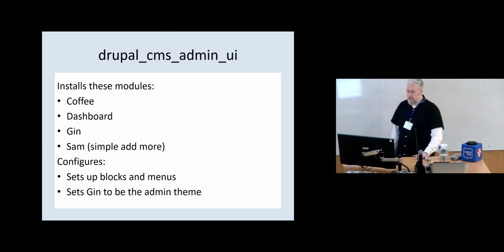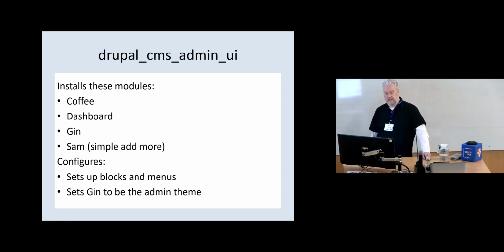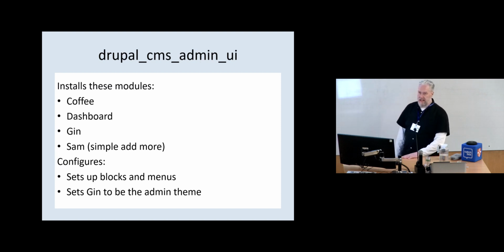This is where we get, believe it or not, we're going to get quicker. Drupal CMS Admin UI, that installs 4 new modules, and this is the beauty of Drupal CMS, is it's not just core, you're now including other things. So we've got the coffee module, dashboard, gin, and simple add more. The config file that's there, it sets up some blocks and menus, and it sets up gin as an admin theme as well.